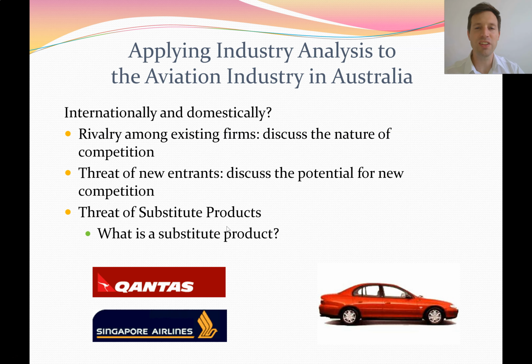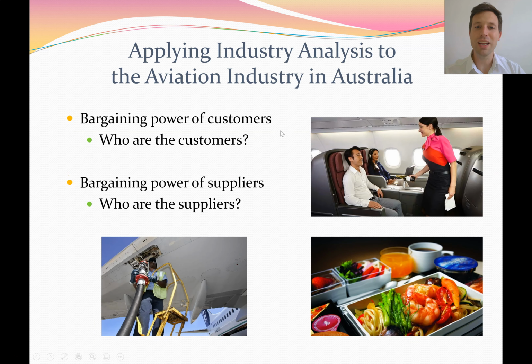But for Australia, the Sydney to Melbourne route is the most profitable for airlines, and that's quite a long drive, an 8 or 9 hour drive. Most people will choose to fly instead of drive that distance. So the threat of substitute products for that particular route is reasonably low. So let's think about the bargaining power of customers.